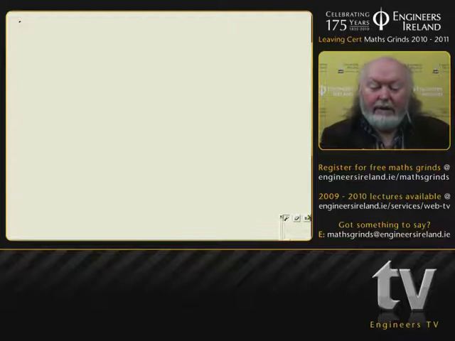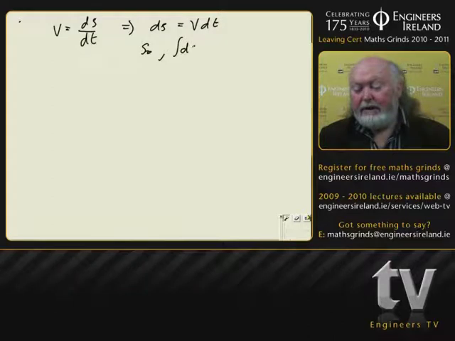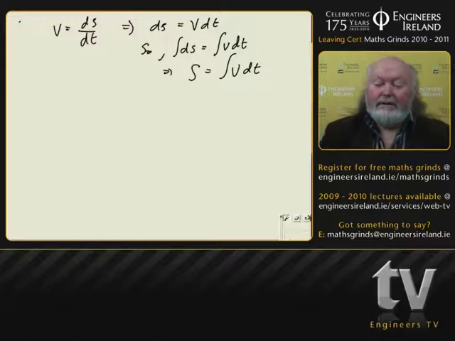We know a few things already. We know that v equals ds dt. Now what does that imply? It implies that ds is equal to v dt. So the integral of ds is equal to the integral of v dt, which implies s equals the integral of v dt. Now that's nothing other than a restatement of that.